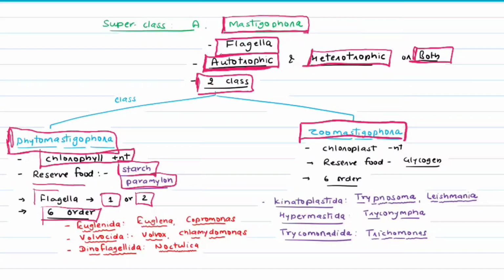Another class of this superclass Mastigophora is Zoomastigophora. In Zoomastigophora, chlorophyll is absent and the reserve food is in the form of glycogen. Six orders are also included in this class, like Kinetoplastida, Hypermastigida and Trichomonadida. But the examples are important: Trypanosoma, Leishmania, Trichonympha and Trichomonas.